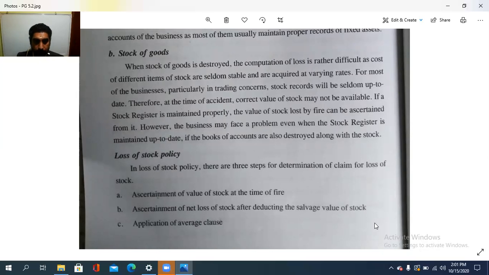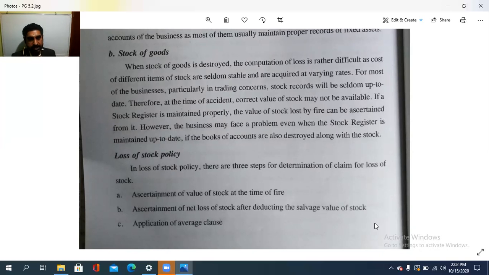If a stock register is maintained properly, the value of the stock lost by fire can be ascertained from it. അതിൽ നിന്ന് കണ്ടുപിടിക്കാം. However, the business may face a problem even when the stock register is maintained up to date if the books of accounts are also destroyed along with the stock. സ്റ്റോക്കിനൊപ്പം ബുക്സ് ഓഫ് അക്കൗണ്ട്സും കൂടെ നശിച്ചു പോവുകയാണെങ്കിൽ it is very difficult to ascertain the value of the stock destroyed. Clear? അതാണ് ഇവിടെ ഓർക്കേണ്ടത്. സോ ഫിക്സഡ് അസറ്റിന്റെ ഉണ്ടെങ്കിൽ പ്രോപ്പർ ഫിക്സഡ് അസറ്റ് റെക്കോർഡ് മെയിൻറ്റെയിൻ ചെയ്തിട്ടുണ്ട് അക്കൗണ്ട്സ് ഡിപ്പാർട്ട്മെന്റ്, അതിൽ നോക്കിയാൽ കിട്ടും. സ്റ്റോക്ക് ആണേലോ സ്റ്റോക്ക് റെക്കോർഡ്സ് മെയിൻറ്റെയിൻ ചെയ്തിട്ടുണ്ട്. ഇനി സ്റ്റോക്ക് റെക്കോർഡും കൂടെ തപ്പിപ്പോവുകയാണേലോ then it is very difficult to ascertain the value of the stock destroyed. അതാണ് ഇവിടെ പറഞ്ഞത്.